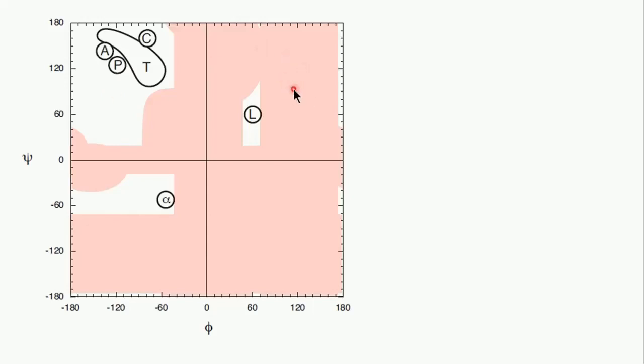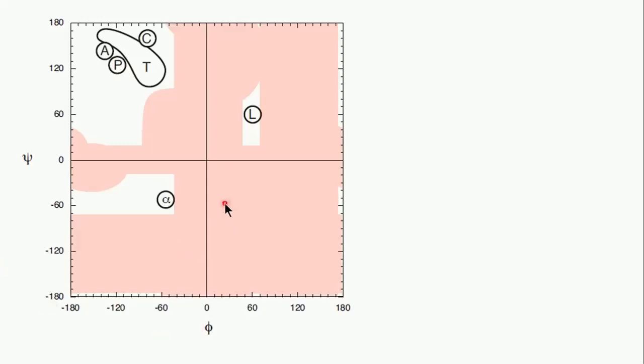Quadrant number 3 is having positive value for phi as well as positive value for psi, and quadrant number 4 is showing the positive value for phi but negative value of psi. So these 4 quadrants are divided based on the values of phi and psi, and on the x-axis we are keeping phi and on the y-axis we are keeping psi.